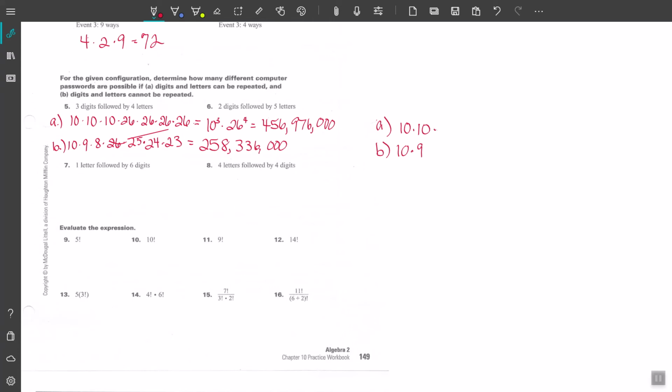And now we have 5 letters. So this is going to end up being 26 five times, since we are able to repeat. So I'm just going to say 26 to the 5th.